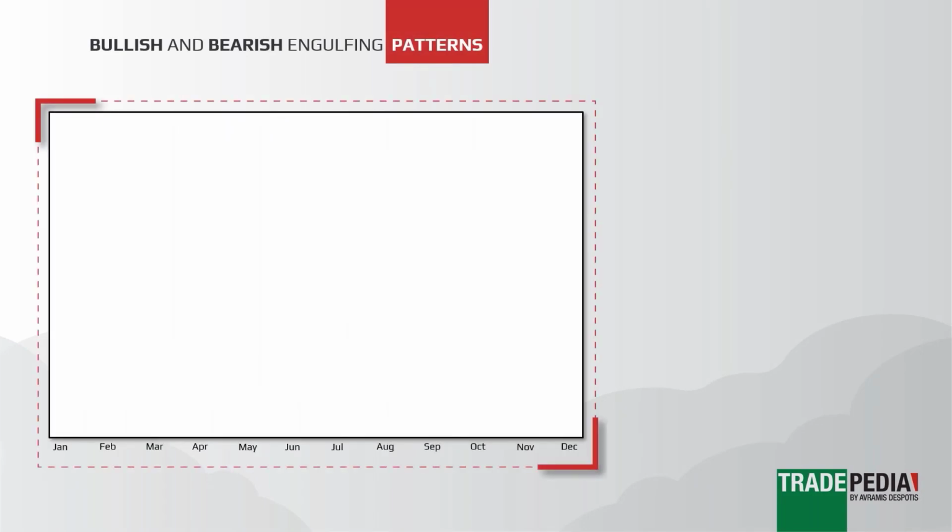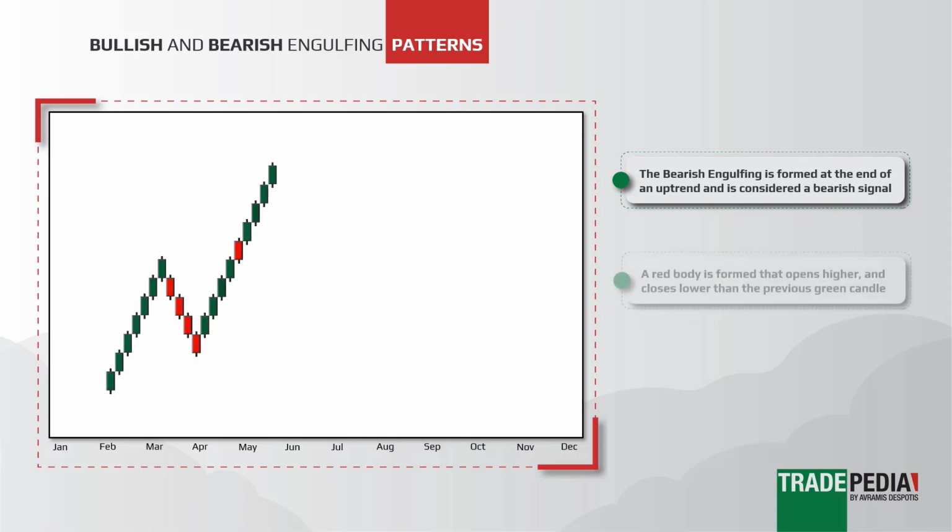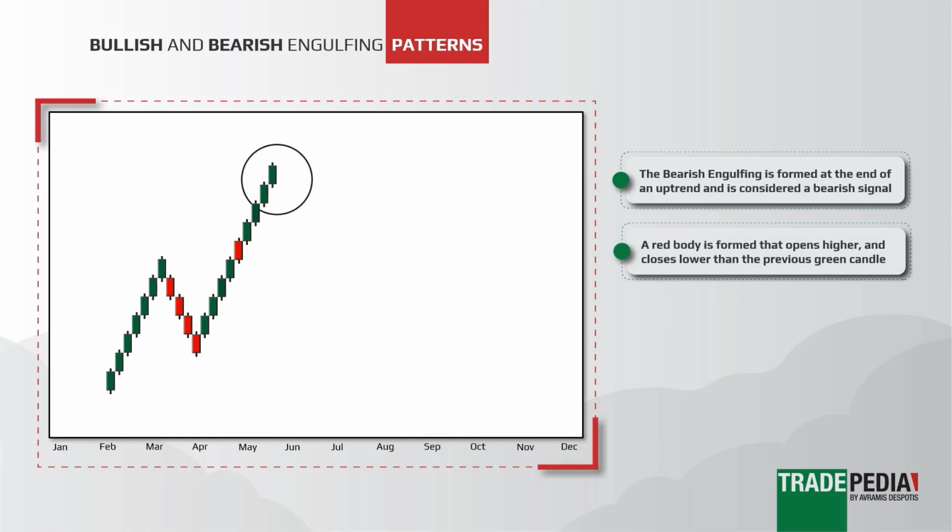Candlestick patterns can be very popular when looking for tops and bottoms in the market. A popular reversal pattern is the bearish engulfing. It is formed at the end of an uptrend and is considered a bearish signal. A red body is formed that opens higher and closes lower than the previous green candle.